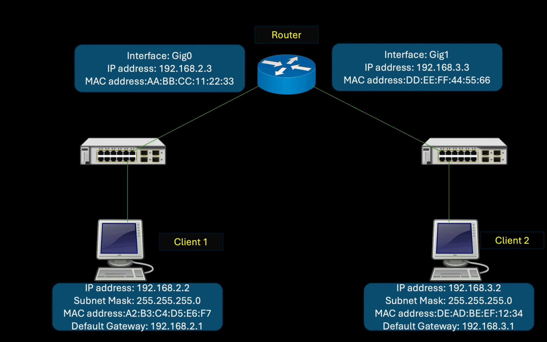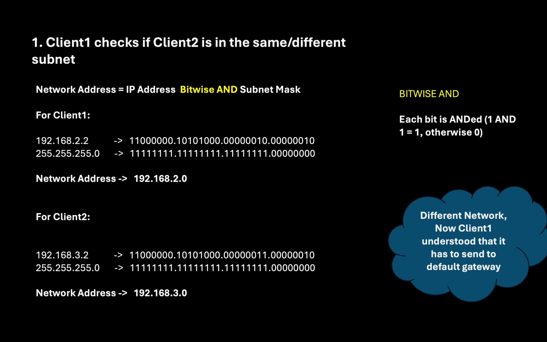Now let's come into our scenario. So now client 1 wants to communicate to client 2. So how will it know whether it is the same subnet or a different subnet, how will it identify that? Because if it is in the same L2 network, you can easily communicate. We don't require the router. It doesn't require sending it to the default gateway also.